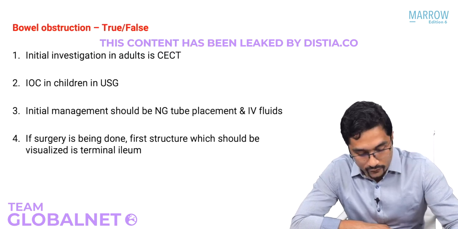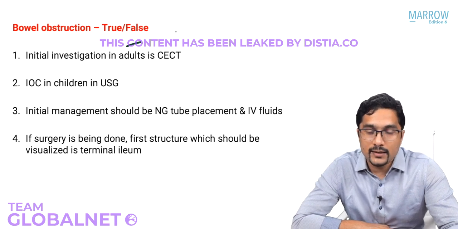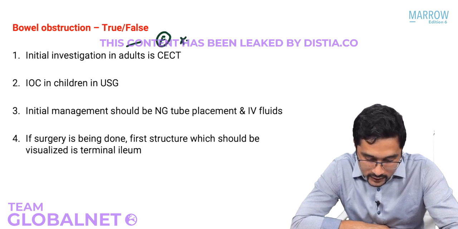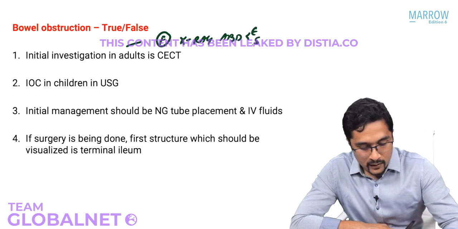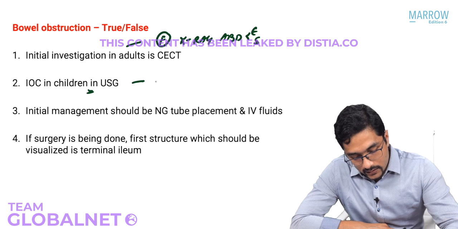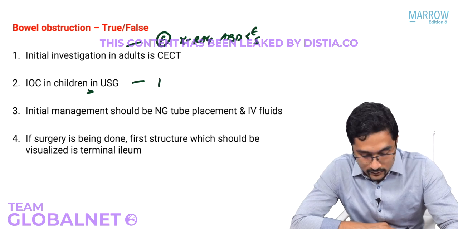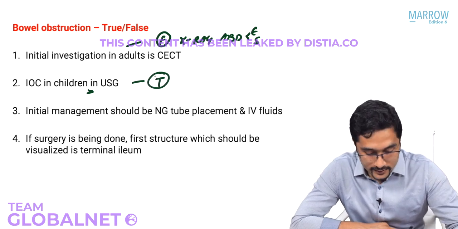Bowel obstruction, true and false. Initial investigation in adults is CECT. This is false. Initial investigation is X-ray abdomen, erect and supine. Investigation of choice in children is ultrasound. This is true. For adults, it is CECT.